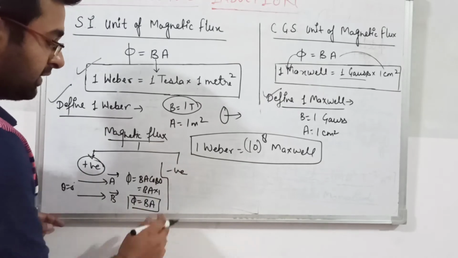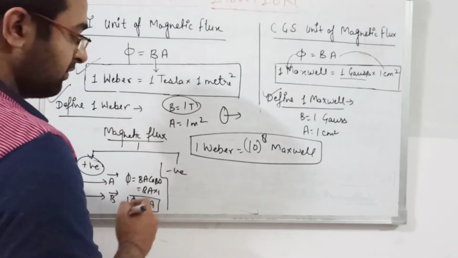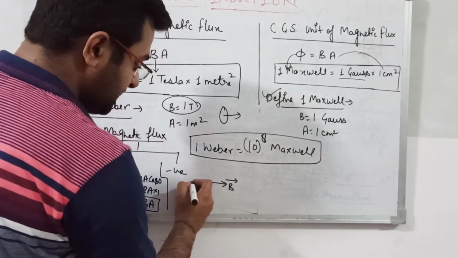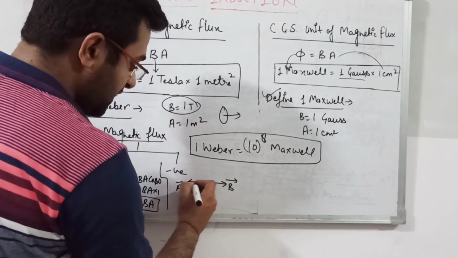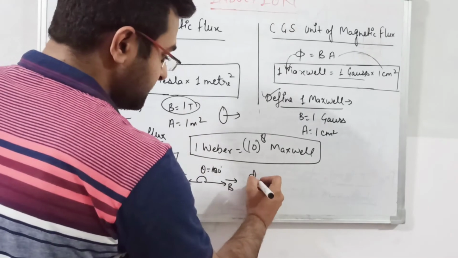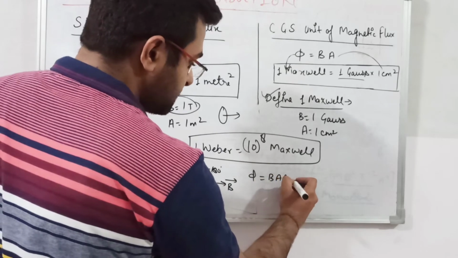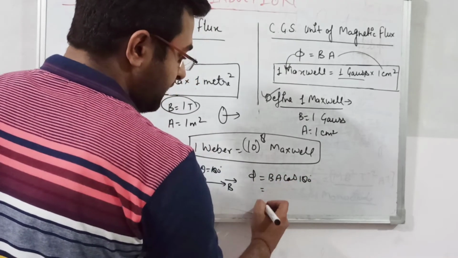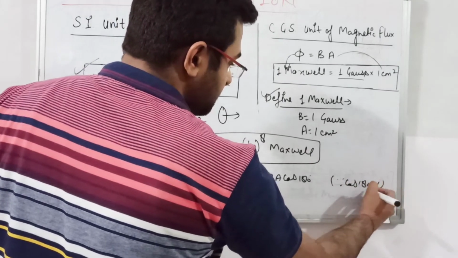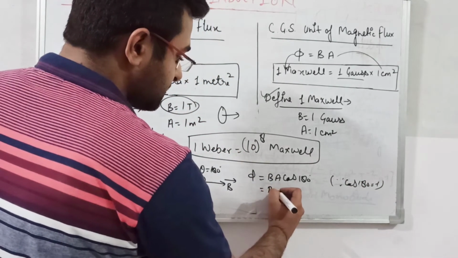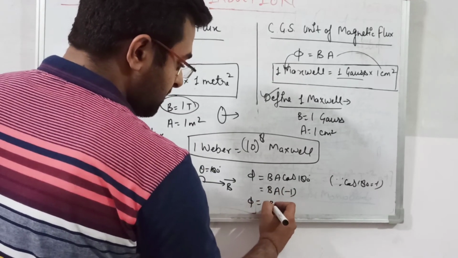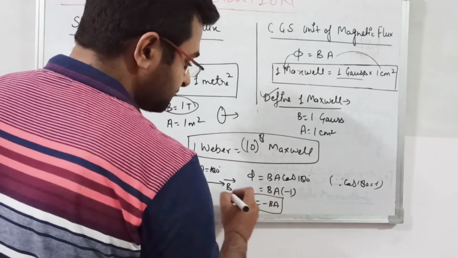For negative magnetic flux, we will take that this is the direction of magnetic field and this will be the direction of area vector, and the angle between them is 180 degree. So phi is equal to BA cos 180 degree, and we know that the value of cos 180 degree is minus 1. So phi is equal to BA into cos 180 की value minus 1. It means phi is equal to minus BA.